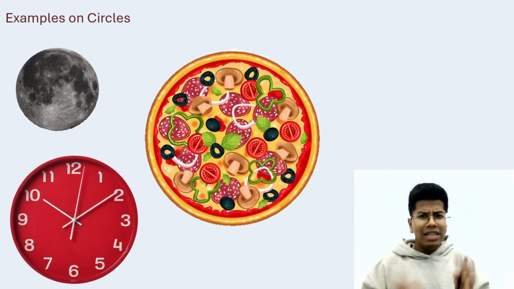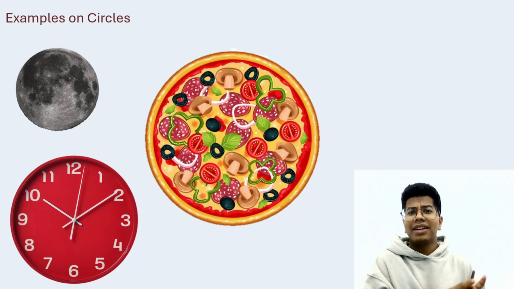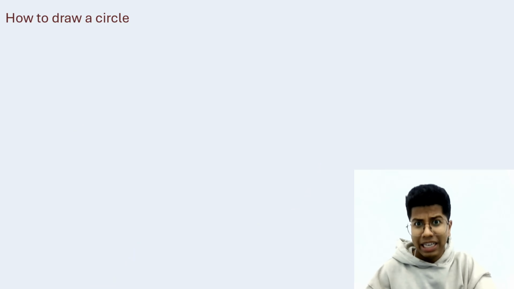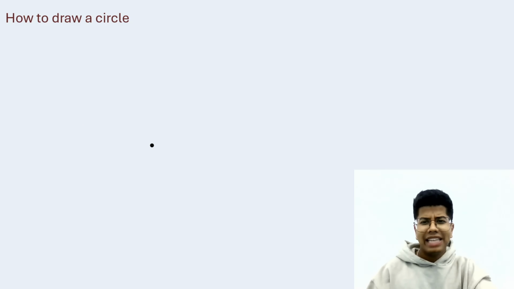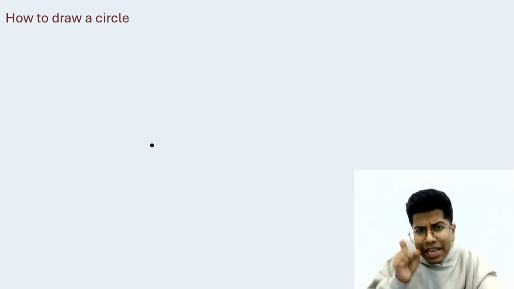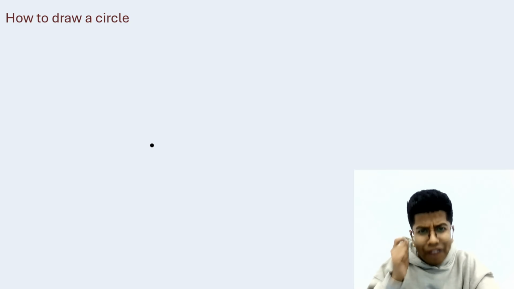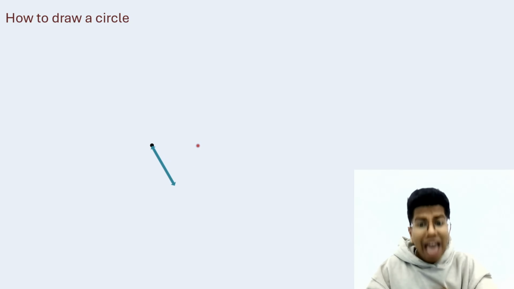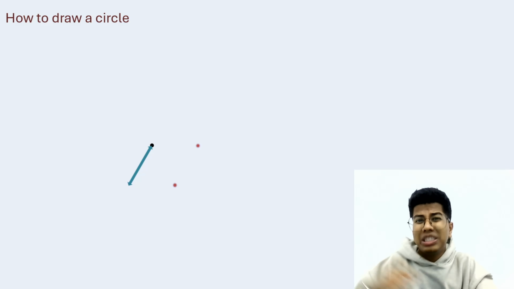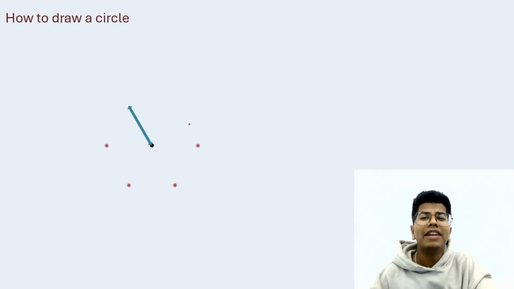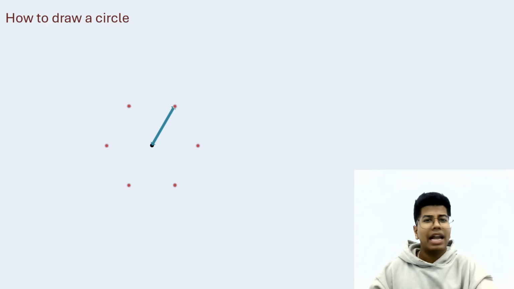Now let's try to understand how we can draw a circle on a blank piece of paper. To draw a circle, the thing that we need is a point. So let's say there is a point at the center. Here you can see a black dot. Now I'm going to take a fixed distance from this black dot and draw another point. Here you can see a pink dot. Now I'm going to draw another point at the fixed distance from the center. You can see the third point, fourth point, fifth point and sixth point.